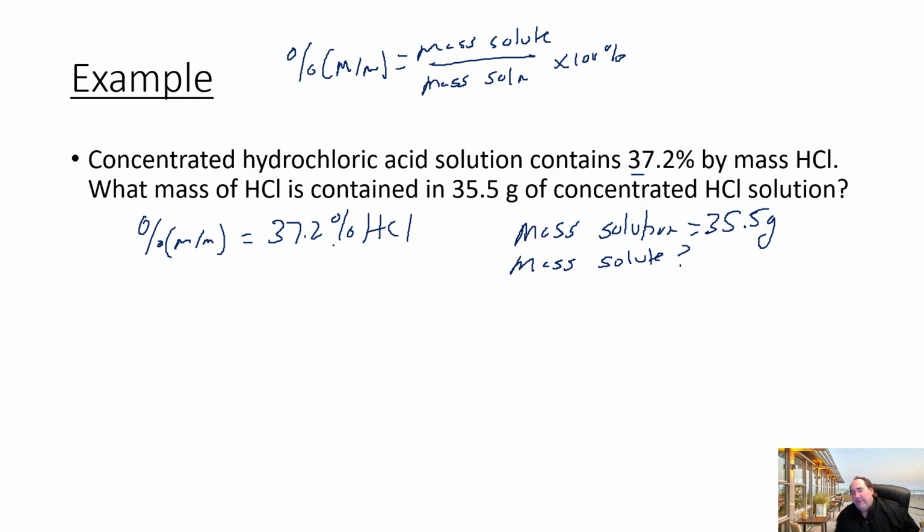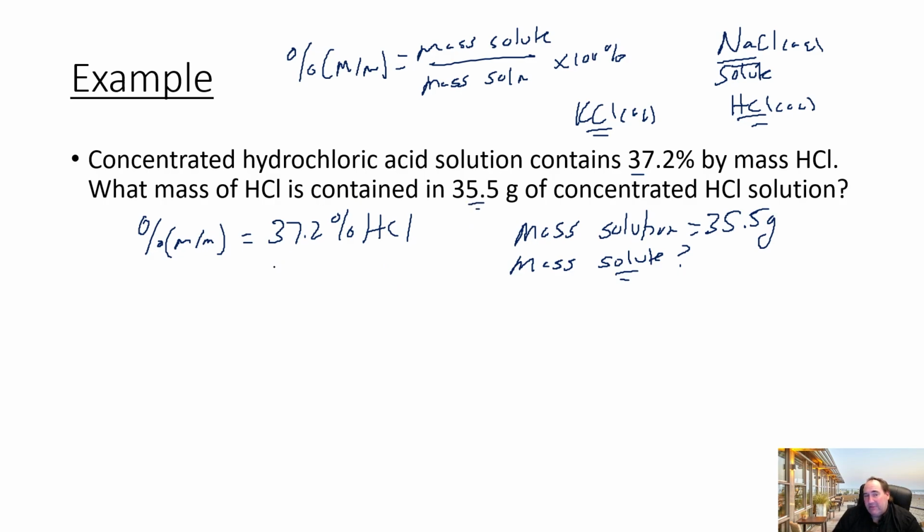So how do I know I'm looking for the mass of the solute? Well, here's the deal. When you have a sodium chloride solution, the solute is sodium chloride, the name of the solution. You have a hydrochloric acid solution, the solute is hydrogen chloride or hydrochloric acid. If you have a potassium chloride solution, the solute is the potassium chloride. Since we're looking for how much hydrogen chloride or hydrochloric acid we have, that is definitely why we're looking for the mass of the solute, and that's the mass of the solution.